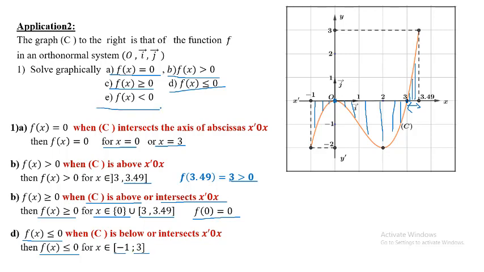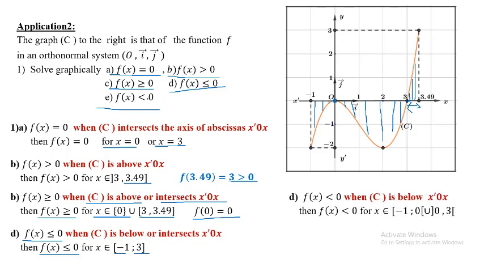Now, E. Solve f of x less than 0. In this case, take care. C is below the x'x axis. Notice the value of x equal to 0 is not included in the solution. This is why we say f of x is negative for x belonging to [-1, 0) union (0, 3) also. Let us complete.